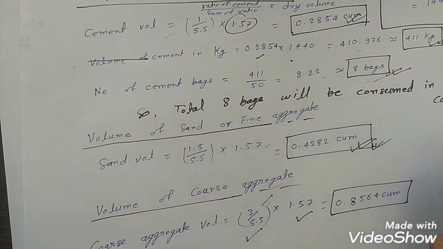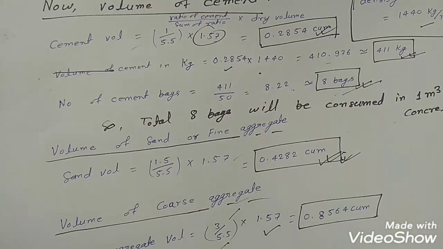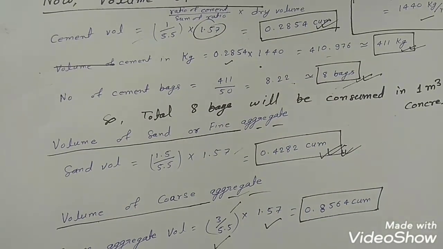So by this we can calculate the quantity of cement, sand, and aggregate in 1 cubic meter.